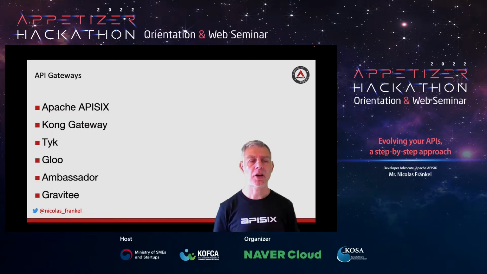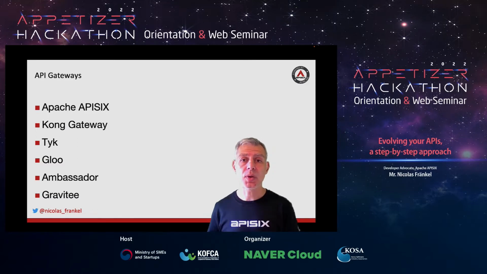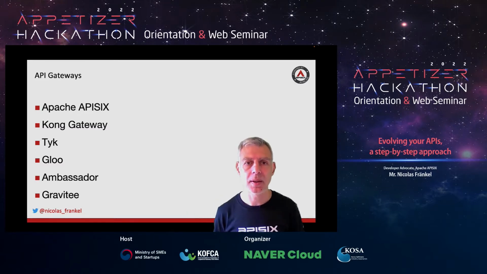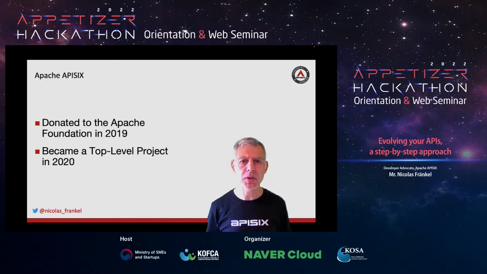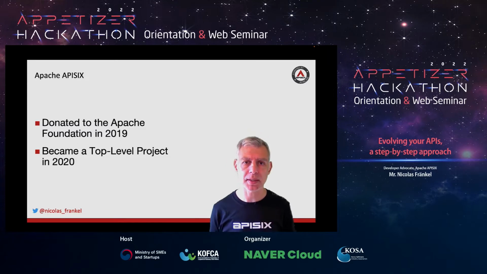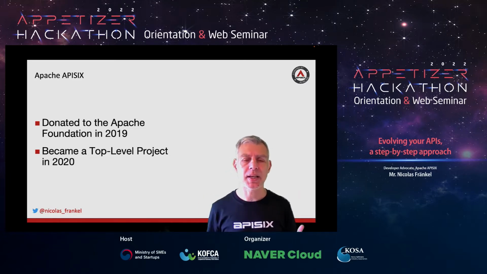There are a couple of API gateways on the market, so here are a couple of them. And in this talk, I will just use Apache APISIX because, A, it's written on my t-shirt, but everything that is in the demo, you can probably do with another of them. Apache APISIX is an Apache top-level project, and that is important. That means it has been donated to the Apache Foundation, it has gone through the incubation phase, and now the Apache Foundation has decided that it is grown up enough so that it can survive on its own.